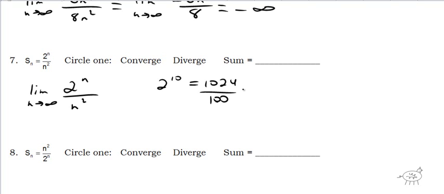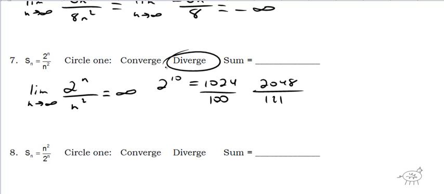Let's just do 11. So 2 to the 11th is 2,048, and 11 squared is 121. So look at that, it jumps by 1,024, and the other jumps by 21. So you can see the top is getting bigger and bigger and bigger. So this one is going to infinity because the top is getting big faster. So this one's going to diverge.